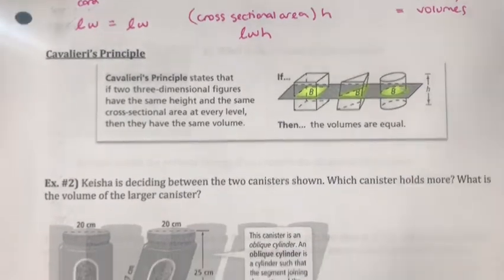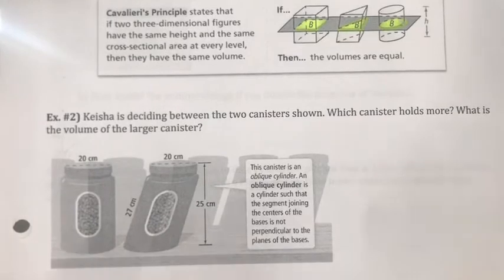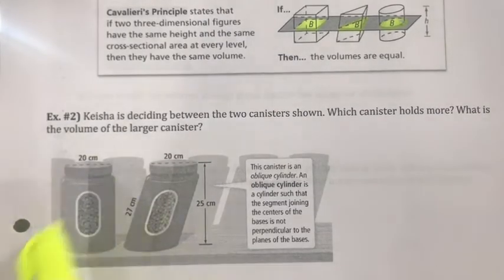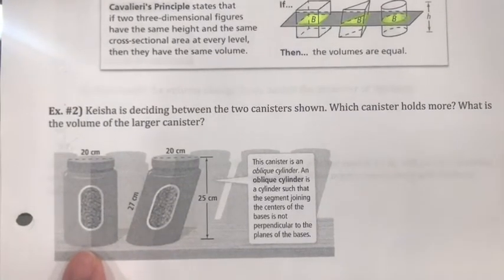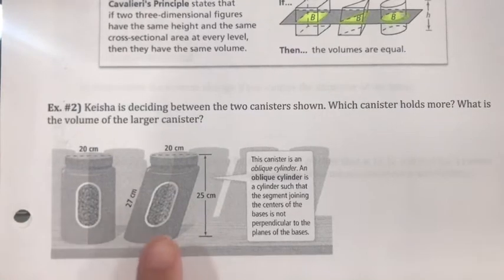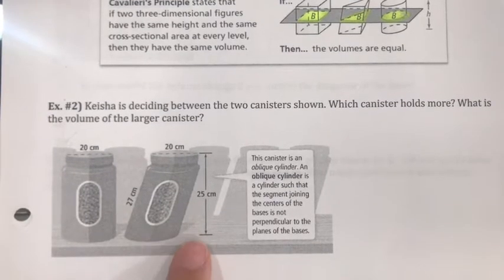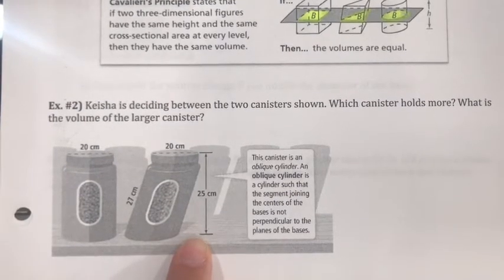Which leads us to the question down at the bottom. Keisha's deciding between two canisters. Which canister holds more? What is the volume of the larger canister? Now, notice this is a jar that's straight up and down. This is a right figure. This one's oblique. Okay, notice it has the same height, but it's just slanted over.